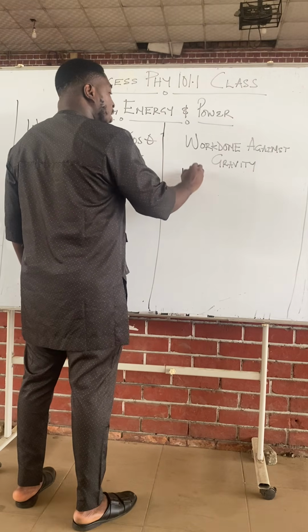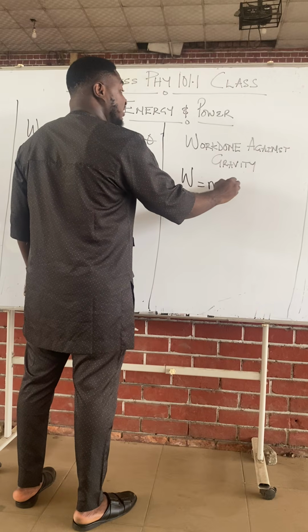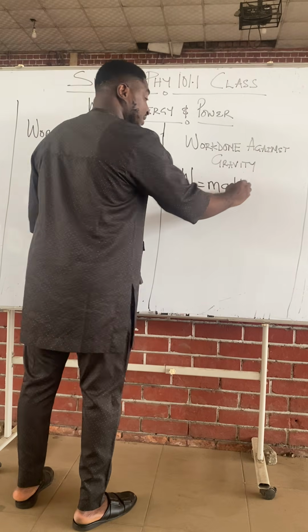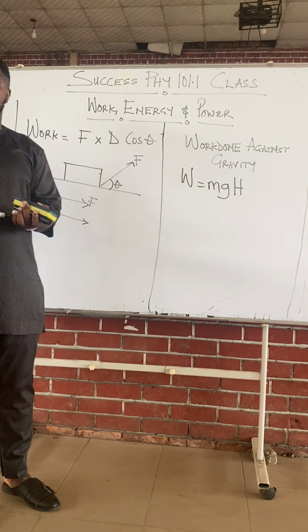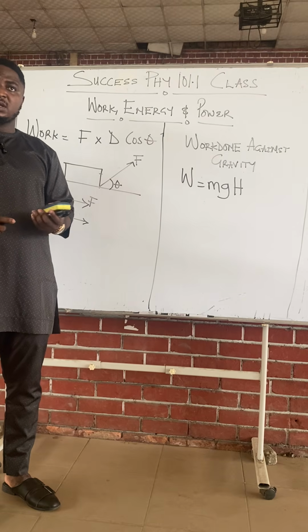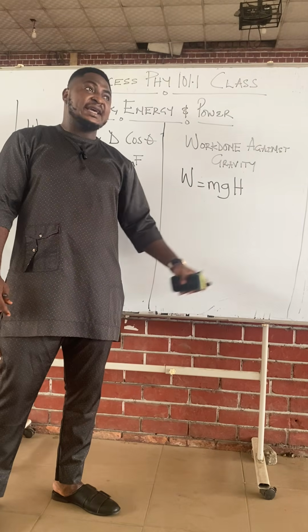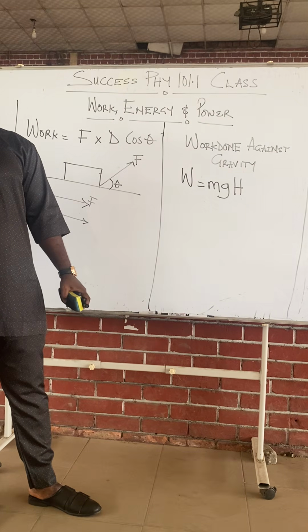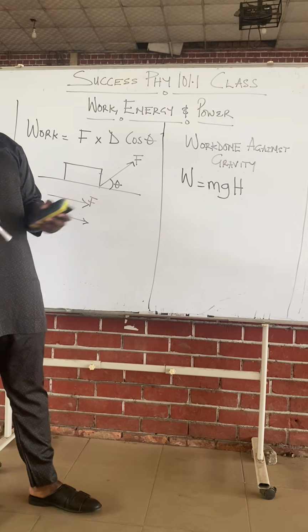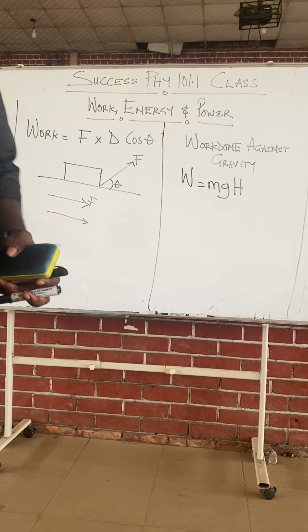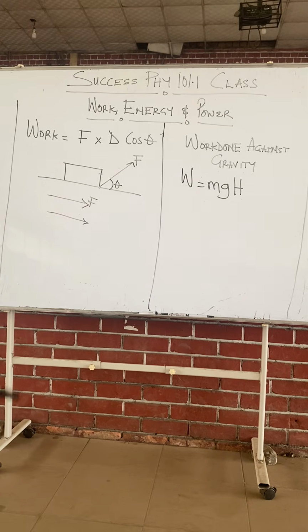In this formula, the work done is the mass of the body times the acceleration due to gravity times the height. How high did you pull the body up? So it's the mass times the acceleration due to gravity g times the height attained h. So it's mgh for this one. Work done against gravity is mgh.